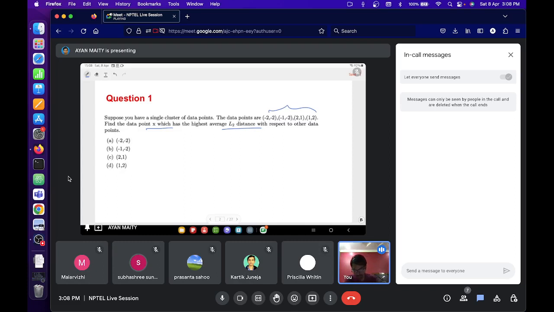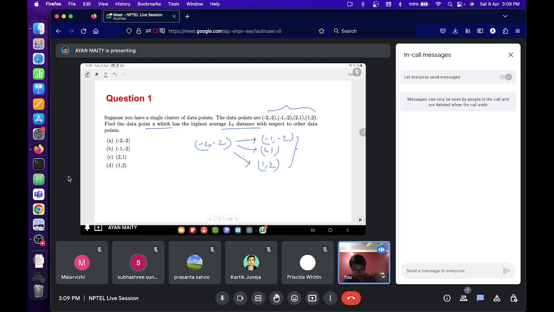So for this question, you have to find out the distance from one point to all other points. So for example, you pick minus 2, minus 2. So from this point you have to find out the distances to all the other points. So these are the 3 other points. You have to find out all these 3 distances, and you have to find out the average of these 3 L2 distances. So L2 distance is very easy to find out.